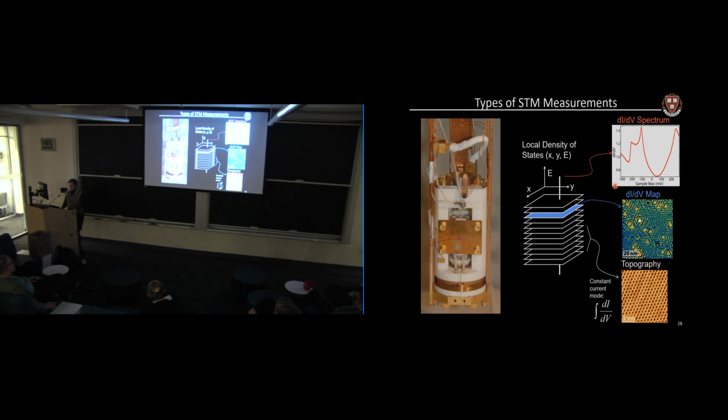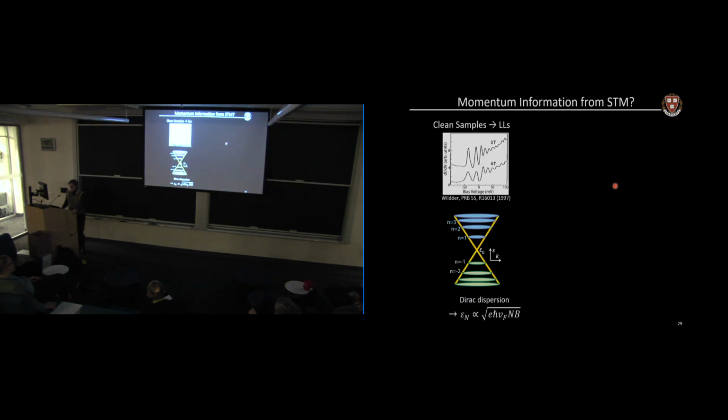So we have two ways we can do this. One way is to turn on a magnetic field. And a magnetic field quantizes the energy levels and tells us something about the dispersion. So I'm going to come back to that later.